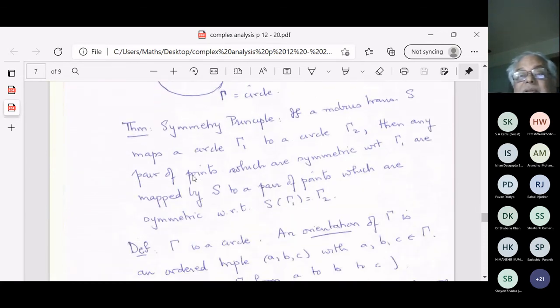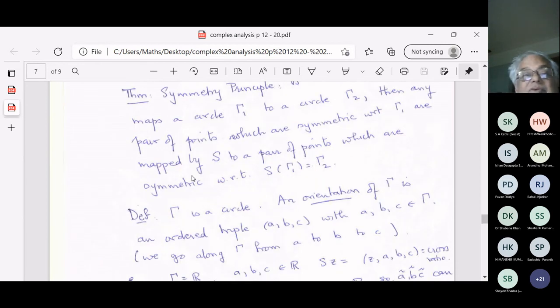So what is the symmetry principle? The symmetry principle says that if a Mobius transformation maps a circle to a circle, then any pair of points which are symmetric with respect to the first one are mapped to a pair of points which are symmetric with respect to the image. This tells you a lot of restrictions, no? So the Mobius transformation maps symmetric points to symmetric points, and this is what is called the symmetry principle.